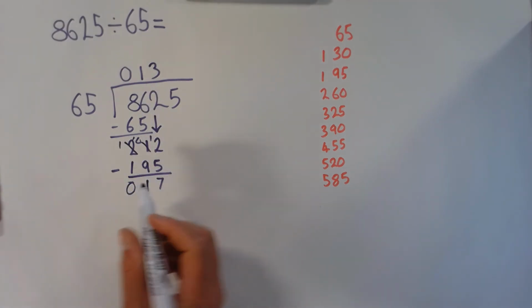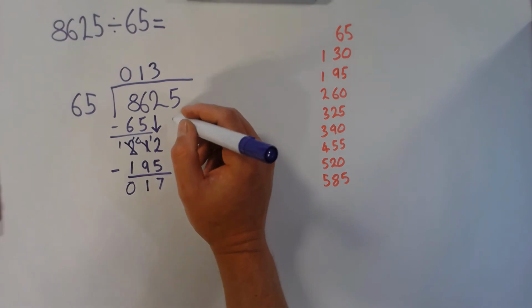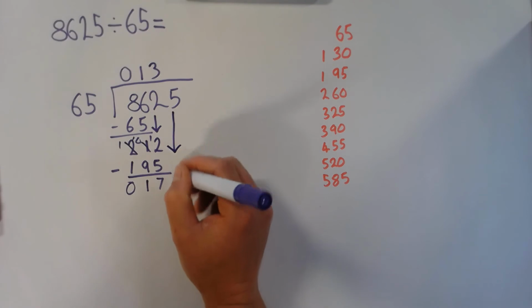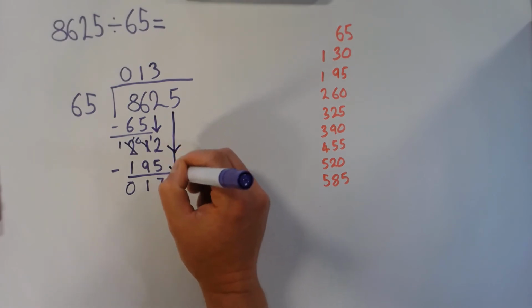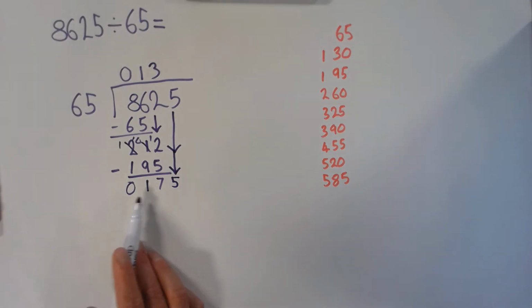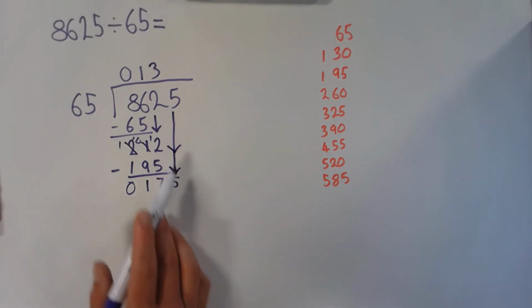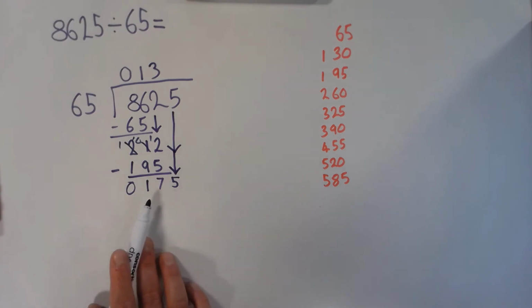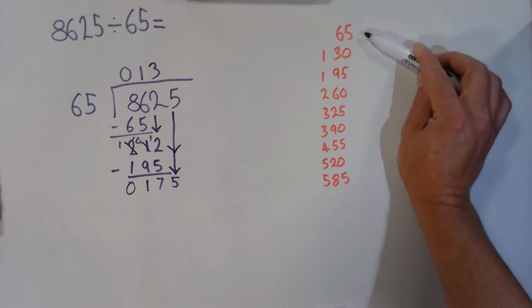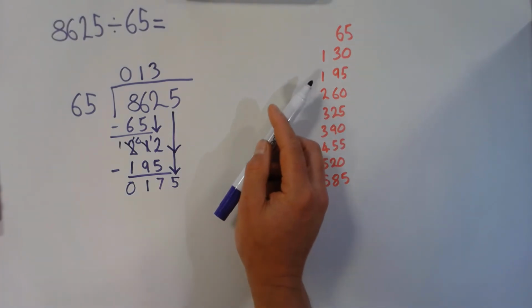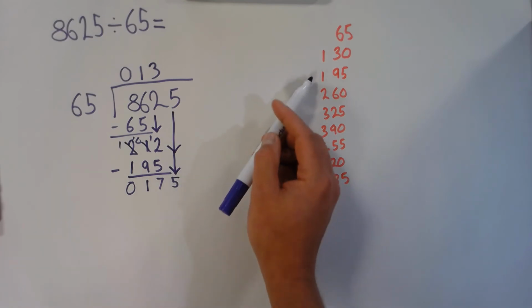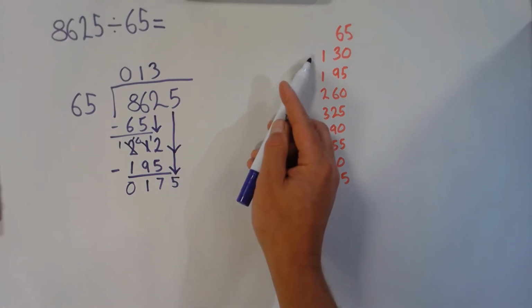So I have 17 here, but what I'm now going to do is pull down my 5, all the way down to here. So now I have 175, and I need to work out how many groups of 65 I can make in 175. So if I come here, I can make one group, I can make two groups, but three groups is my 195 again, which is more than my 175. So I can't make three groups, I can only make two groups.